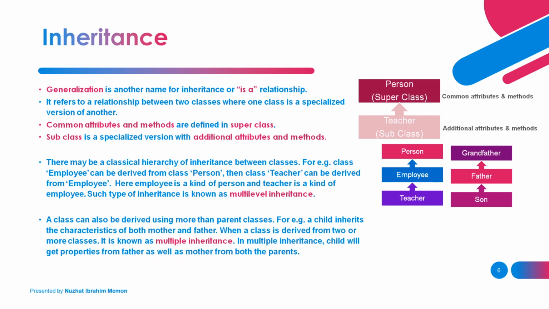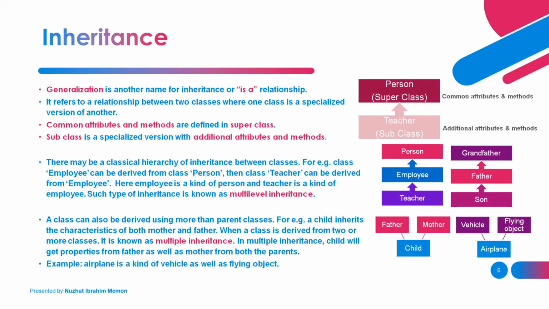Now we will see multiple inheritance. In multiple inheritance, there exist multiple base classes and a single derived class. In multiple inheritance, a child class can be derived using more than one parent or base class. For example, a child inherits the characteristics of both mother and father. Here we will take one more example. Airplane is a kind of vehicle as well as flying object. So here airplane class is derived from two or more base classes, that is multiple inheritance.